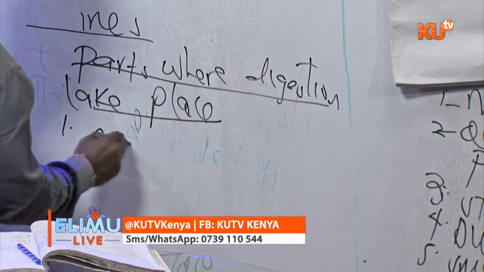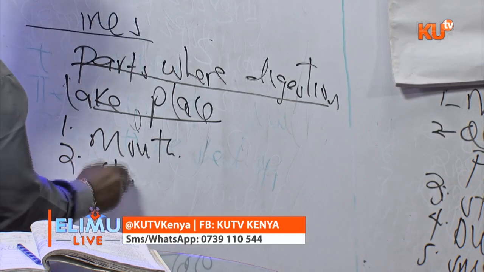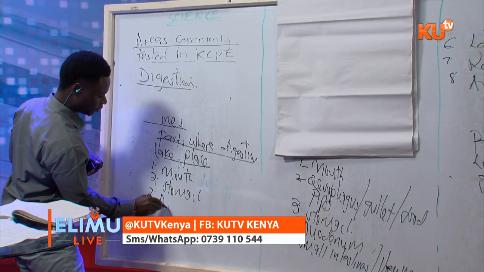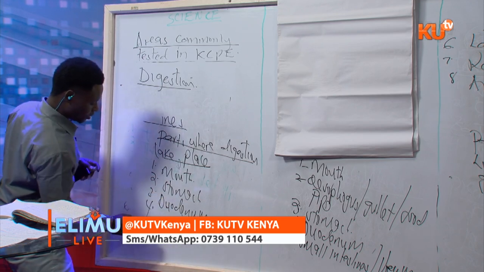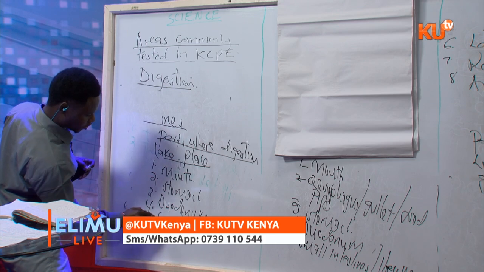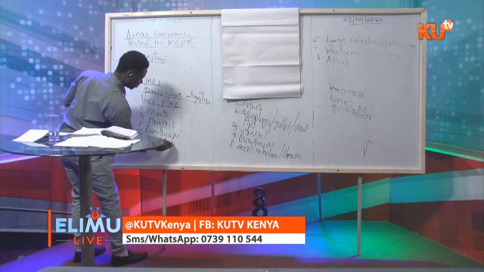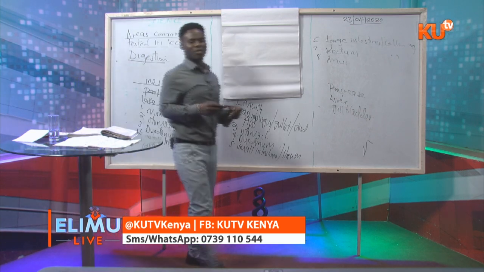One, mouth. Two, we have the stomach. Three, we have the duodenum. Then lastly, we have the small intestine or ileum. So these are the only four parts where digestion takes place.